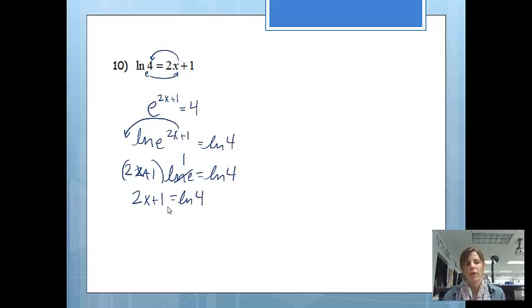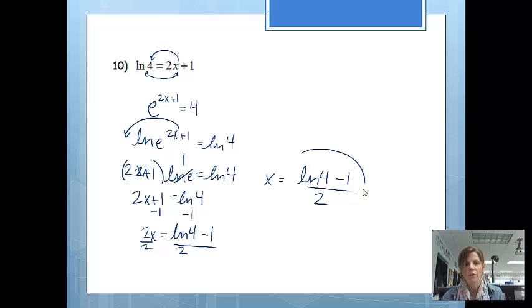Now from here, just solving for x, I'm going to subtract 1 from both sides. So I'll have 2x equals the natural log of 4 minus 1. And then to get rid of the 2, we will just divide both sides by 2. So x will equal the natural log of 4 minus 1 all over 2.